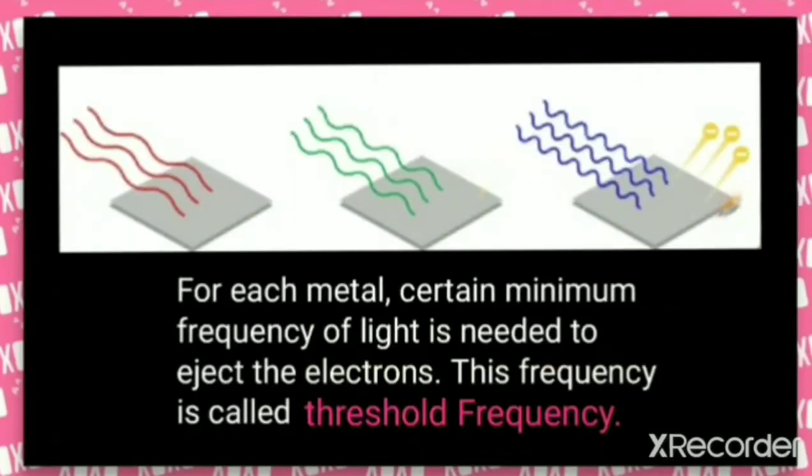But it is observed that not all light will emit electrons. As shown in the figure, when light of frequency belonging to red color strikes, it does not emit electrons, and the green light also does not emit electrons, but the blue light, when it strikes the metal surface, ejects the electrons. That means for each metal, a certain minimum frequency of light is needed to eject the electron. This frequency is called the threshold frequency.